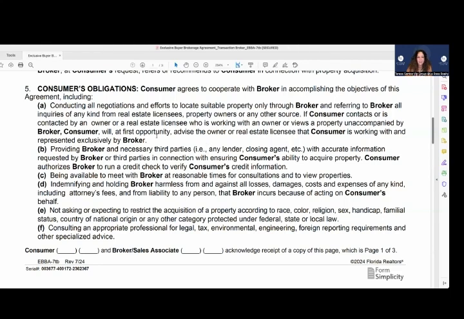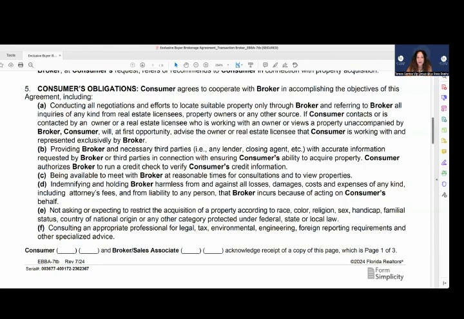If consumer contacts or is contacted by an owner or real estate licensee who is working with an owner or views a property unaccompanied by a broker, consumer will at first opportunity advise the owner or real estate licensee that consumer is working with and represented exclusively by broker. Couldn't get that out.